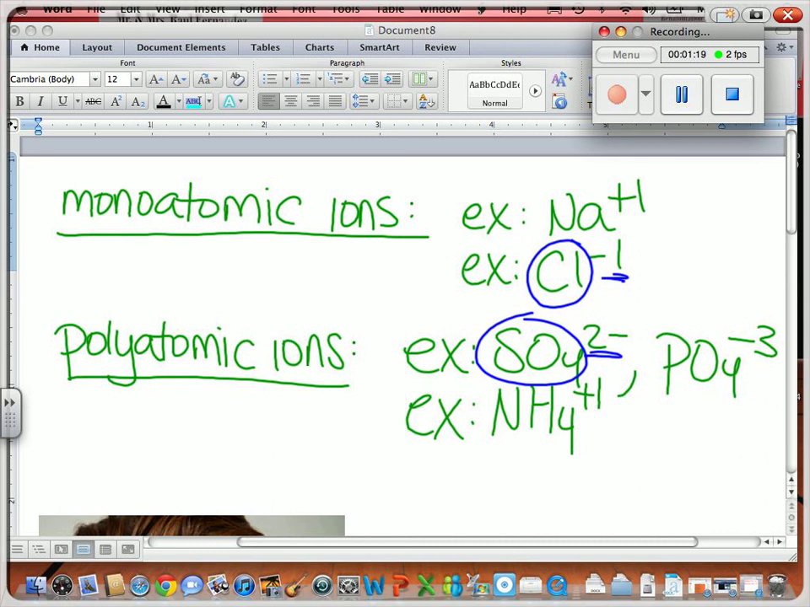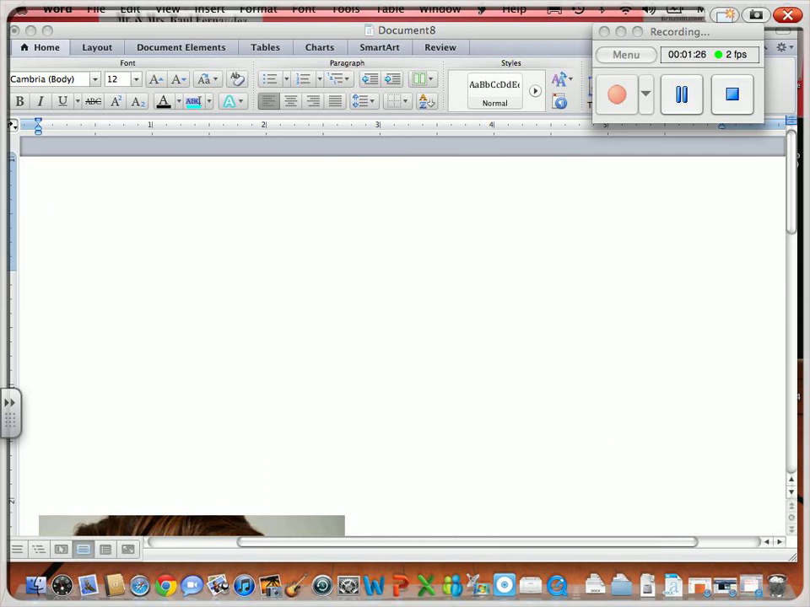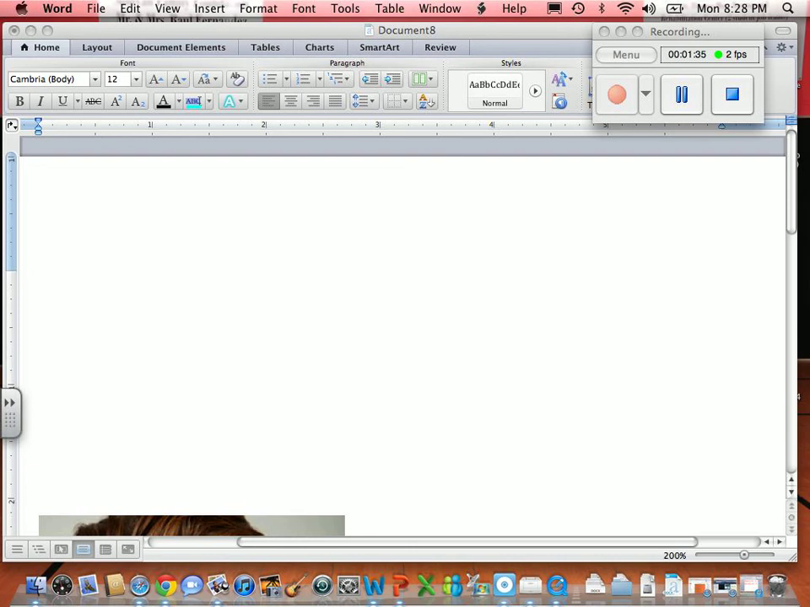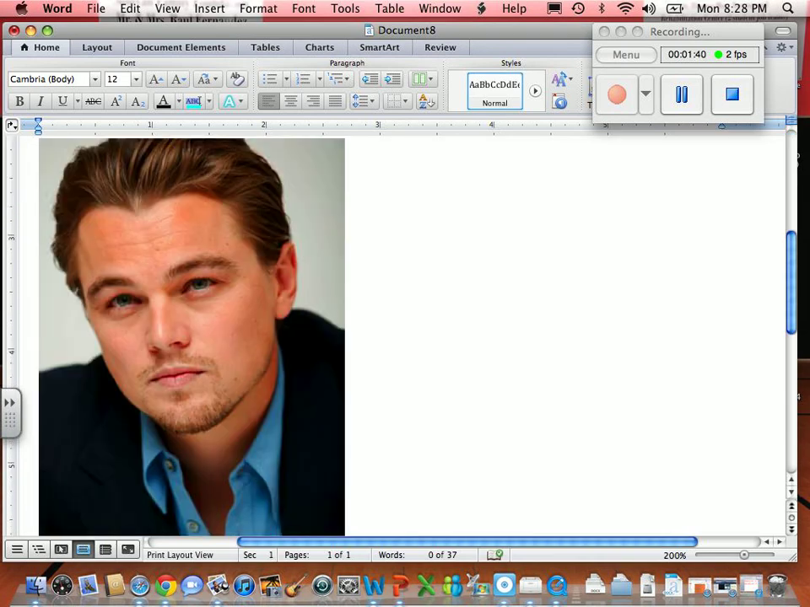I'm going to scroll down here and take a look at a picture of one of my favorite guys, Leonardo DiCaprio. Let's go ahead and find him here. There he is, Leo. Now, why am I including Leo in this? Well, a couple years ago, Leonardo DiCaprio starred in a film called Inception. It was about layering dreams within dreams. And polyatomic ions are kind of like the inception of chemistry.